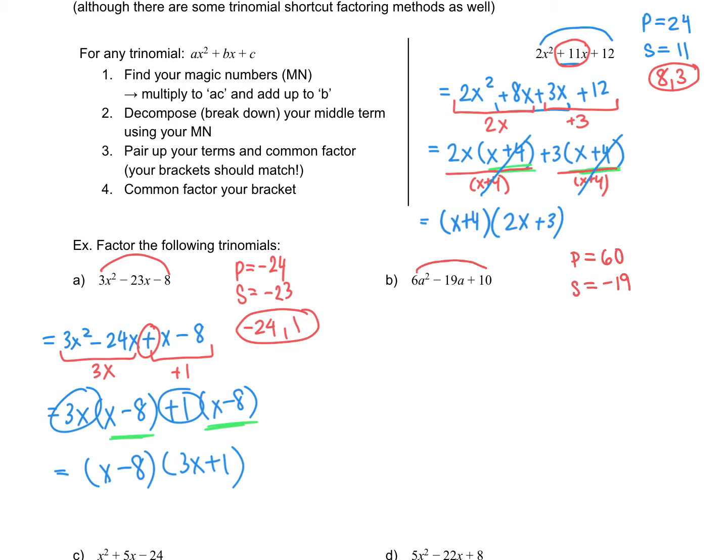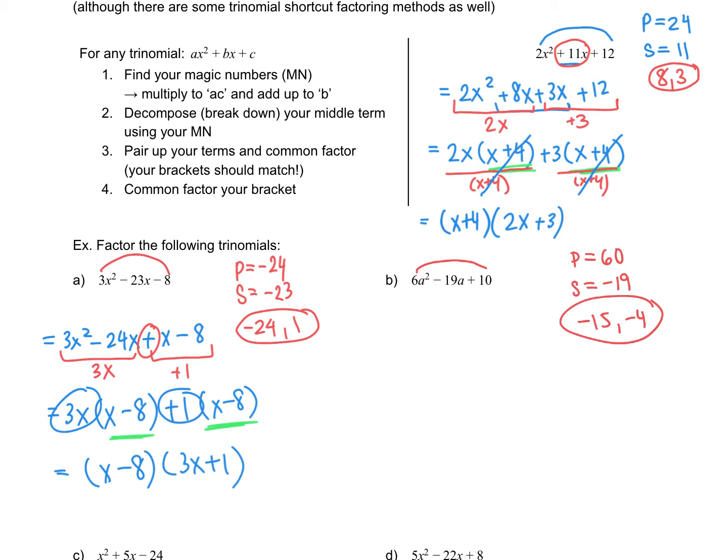To decide on the option, we look at the sum. The sum is negative, which means both of my numbers better be negative in order for me to get that positive product and the negative sum. So now we think of different options. And in this scenario, it's going to be negative 15 and negative 4, because if we multiply them, we get positive 60. If we add them, we get the negative 19.